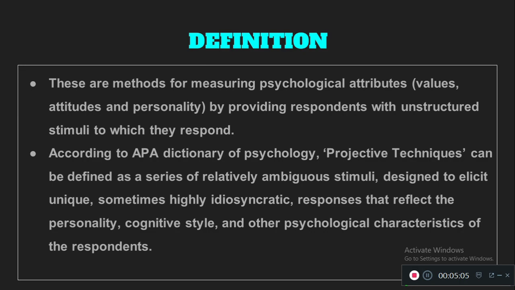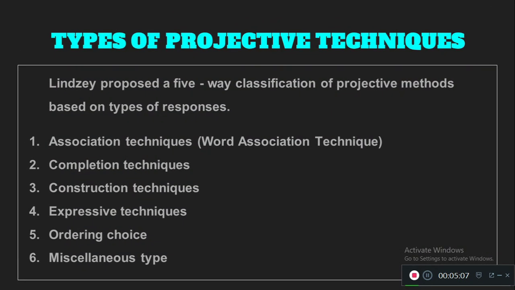Okay, now let's see the types of projective techniques. According to Lindsay, there are types of projective techniques. First one is association techniques, for example the word association technique. Second is completion technique. Third, construction technique. Fourth, expressive technique. Fifth, ordering choice. Sixth, miscellaneous type. Now let's see them one by one in detail.